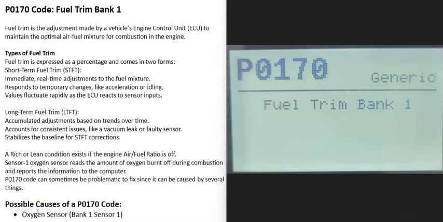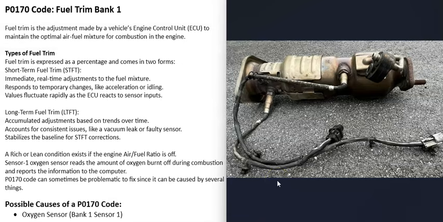So today I'm talking about a P0170 code, what it is and how you go about fixing it. And so what is a P0170 code? Well, it's a fuel trim bank 1. And so what does this mean? Well, basically the fuel trim is when the computer makes small adjustments to the air-fuel ratio mixture that's going into the cylinders. And this keeps the whole engine running very well.